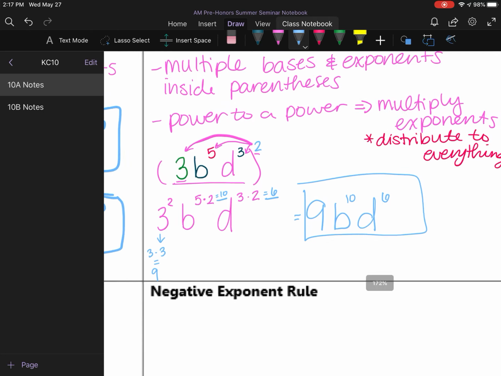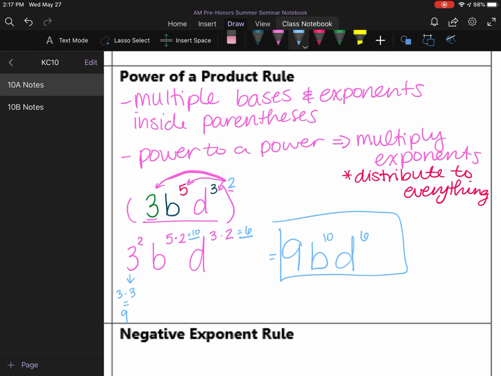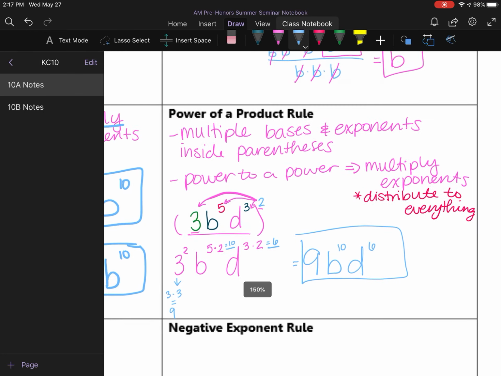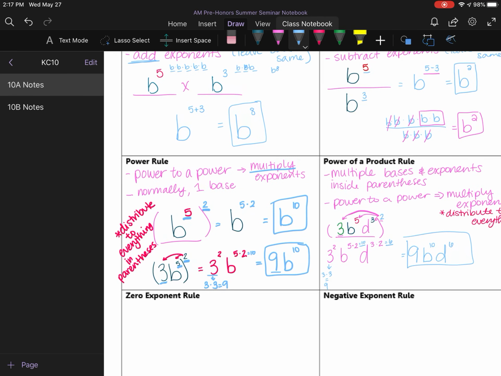So that is power of a product. So that's just multiple things inside the parentheses. Very similar to the power rule, right? But just remember, power rule is only really one thing in there. That other part of it that I did kind of ties into the power of a product.